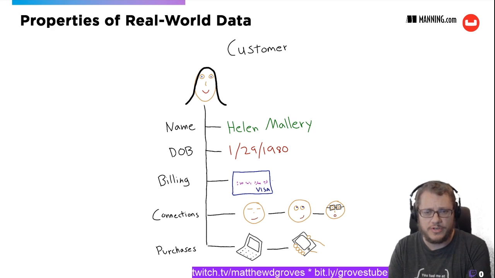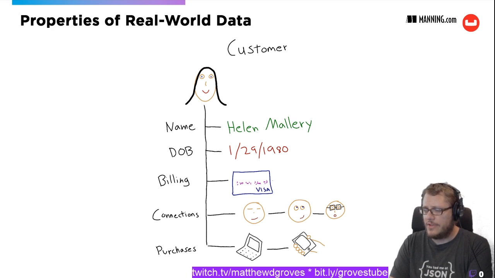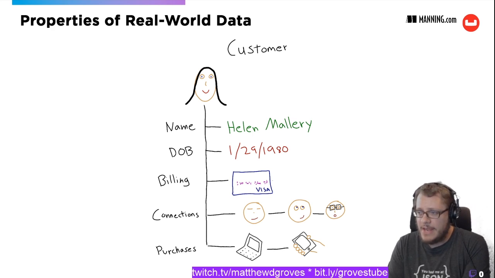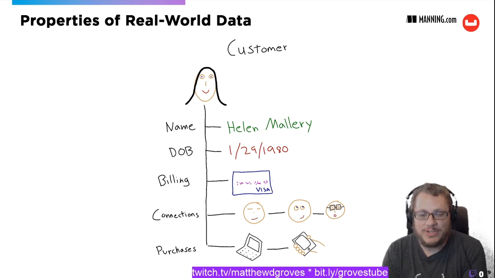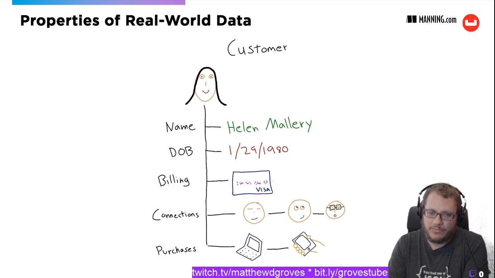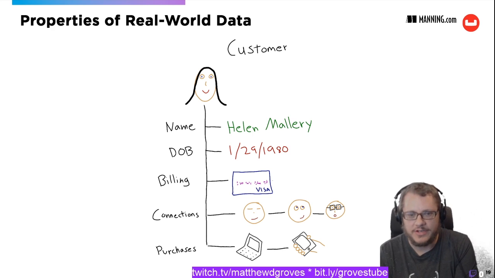There's a rich structure to this data. So we have the customer, and the customer has a name, Helen Mallory, a date of birth. Those are attributes. There could be sub-attributes. So sub-attributes might be first name and last name, right? So we could break it down into sub-attributes, but there are attributes there of the data.